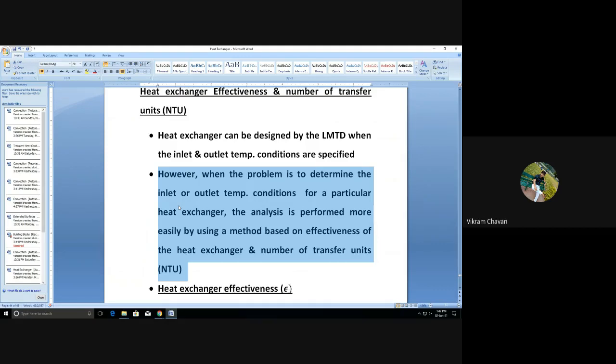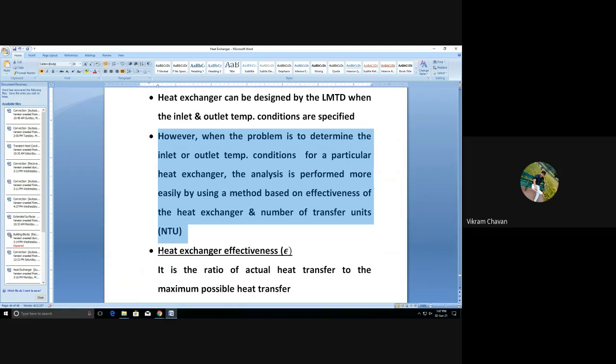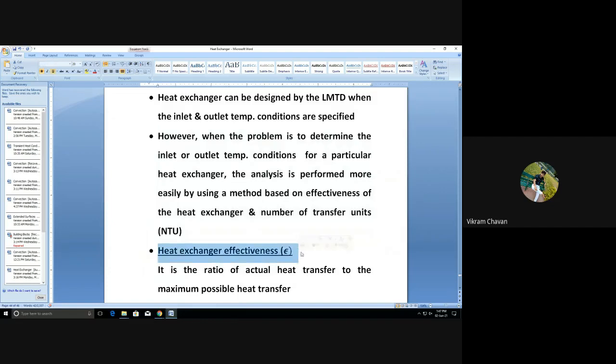Okay, in bracket NTU. So first one we are going to discuss is the heat exchanger effectiveness. So give the heading heat exchanger effectiveness in bracket eta. Symbol eta we have to use for the effectiveness. Okay.